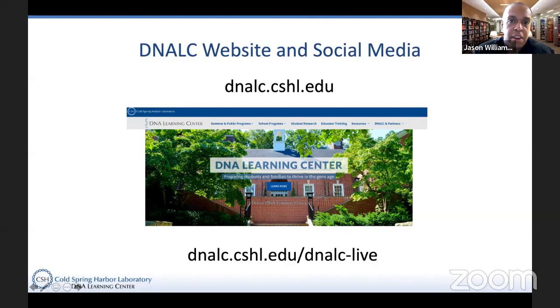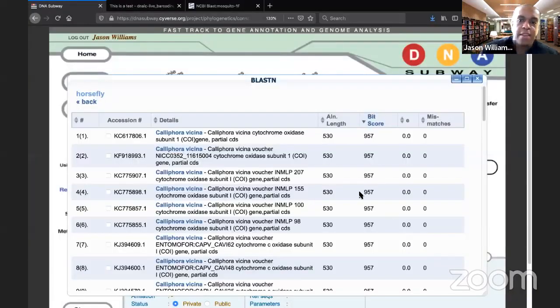Okay, let's go back and check on our Subway. Okay, great, so that finished. And we're coming back now within DNA Subway. It looks very, very similar to the NCBI BLAST.